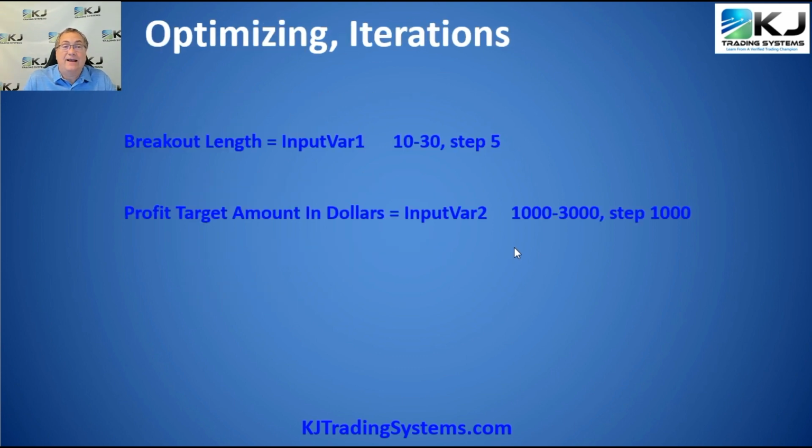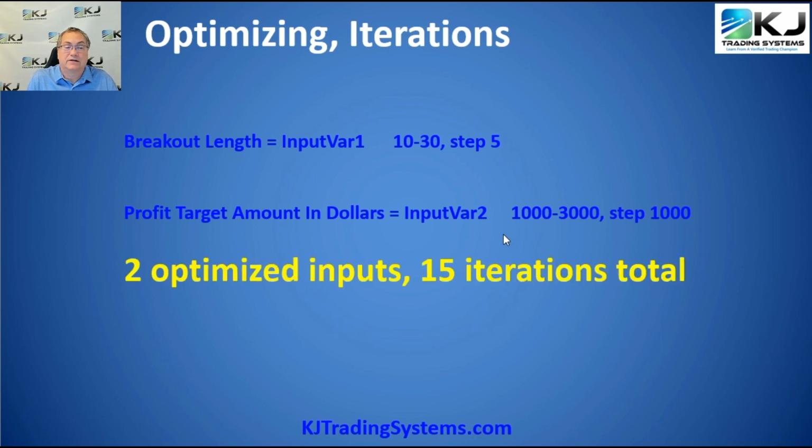First, we're going to look at optimizing and iterations, because that's always part of what we do. We're going to have 2 variables that we're optimizing, or 2 inputs, as TradeStation calls them. There's the breakout length, which is going to go from 10 to 30, so it's a medium length type breakout. And we're going to look at a profit target in dollars per contract, for futures, of $1,000 to $3,000. Altogether, it's 2 inputs, 15 iterations, so it's not over-optimizing by any stretch of the imagination.